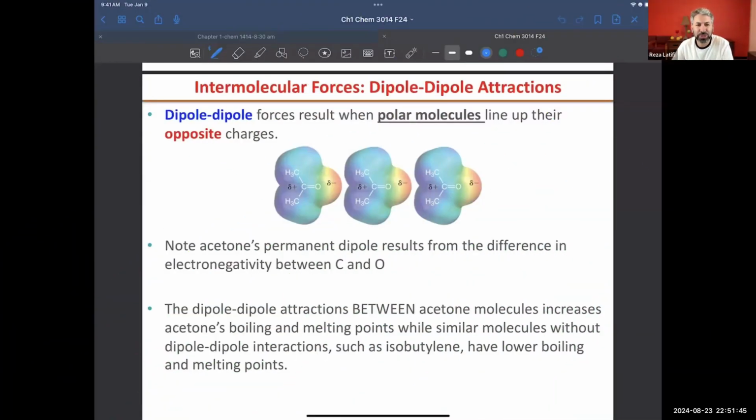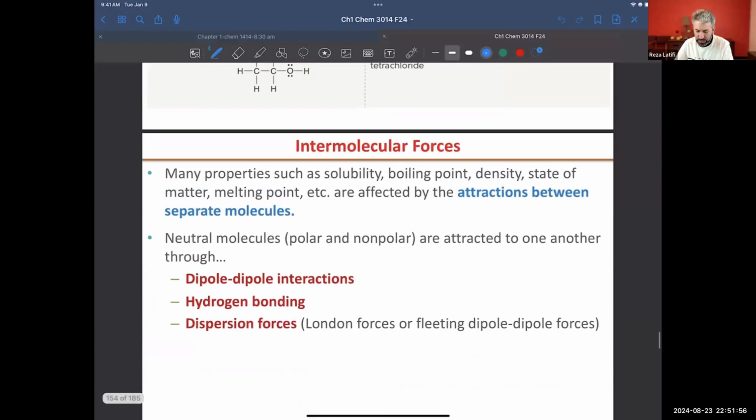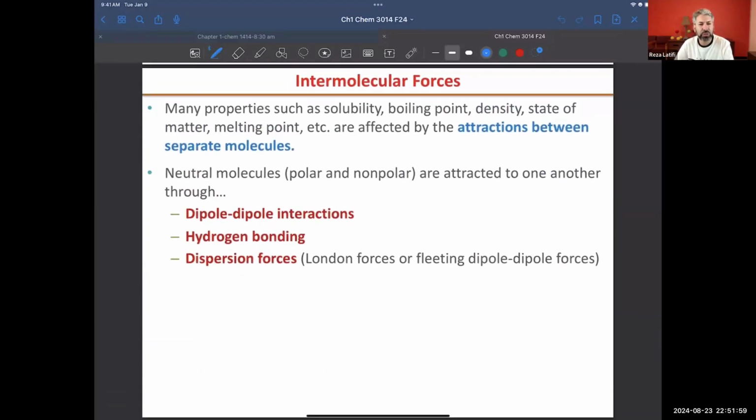In this lecture, we're going to go through intermolecular forces. We start with dipole-dipole interaction, then hydrogen bonding, and the last one will be the dispersion force. Technically, we are dealing with van der Waals forces, and we can classify them as dipole-dipole interaction, hydrogen bonding, and dispersion force, or sometimes we say London forces. I'm going to go with the first one, which is dipole-dipole interaction.